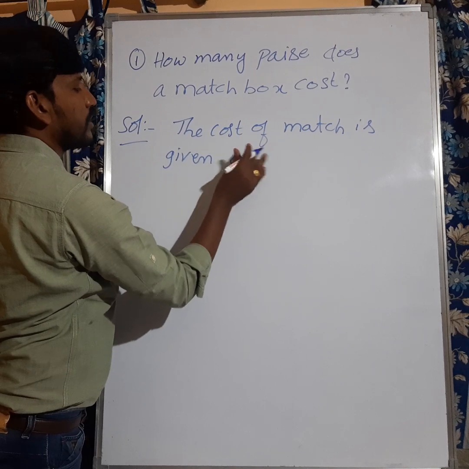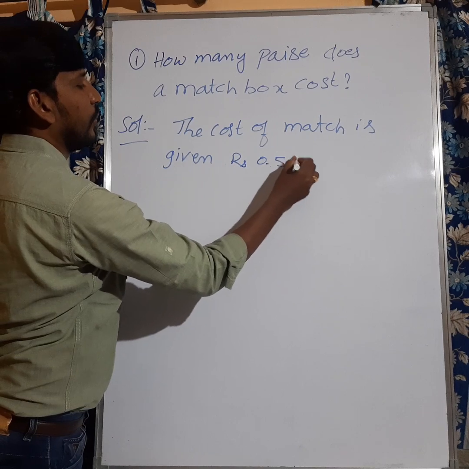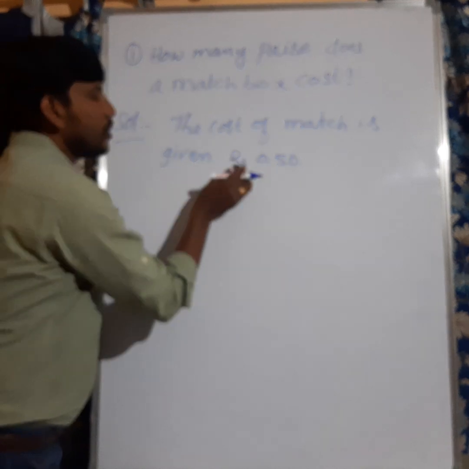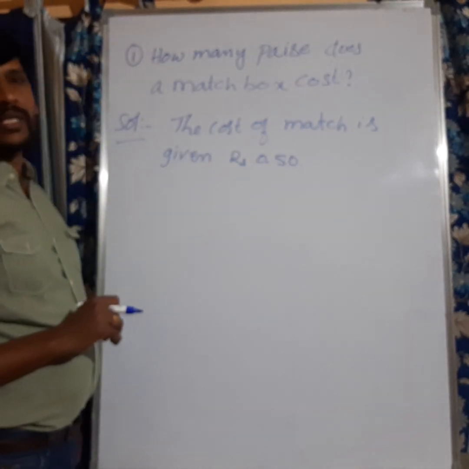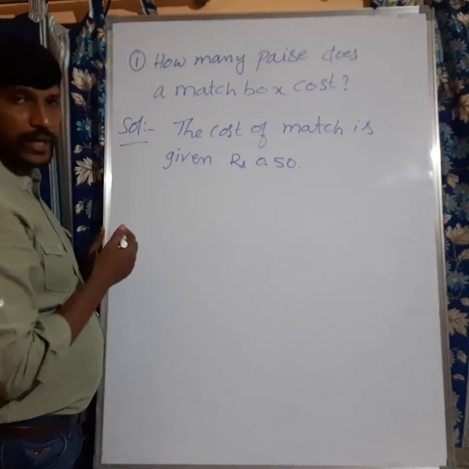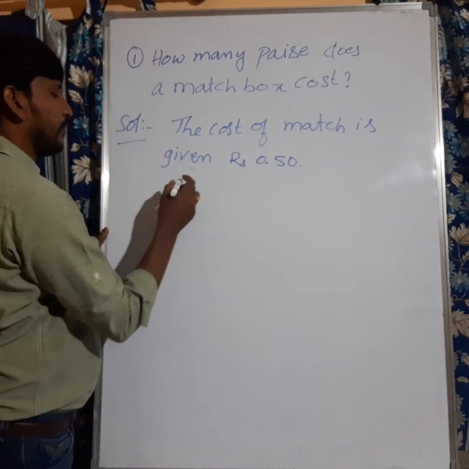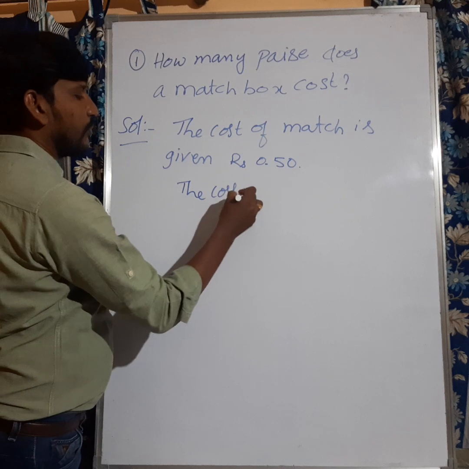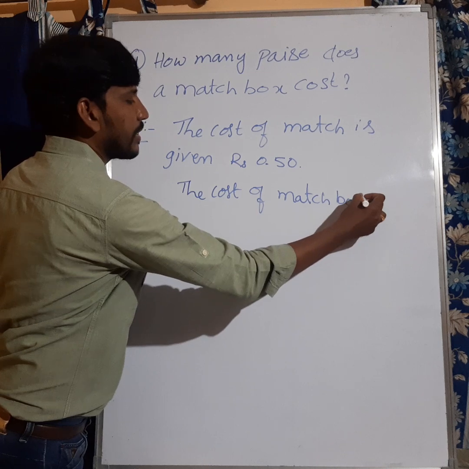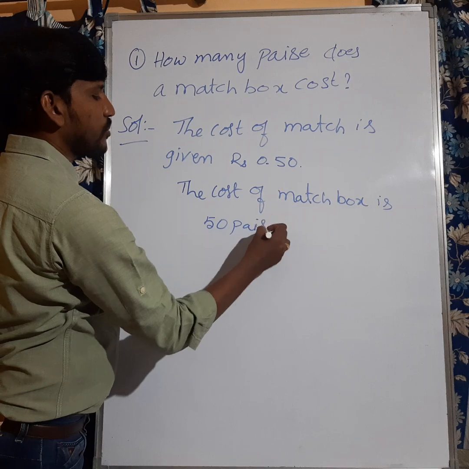0. Rupees. You should write like this. Rupees 0.50. That means they are asking how many paise. There is rupees 0.50, which means how much? 50 paise. So when you are changing rupees into paise, the cost of a matchbox is how many paise? 50 paise.